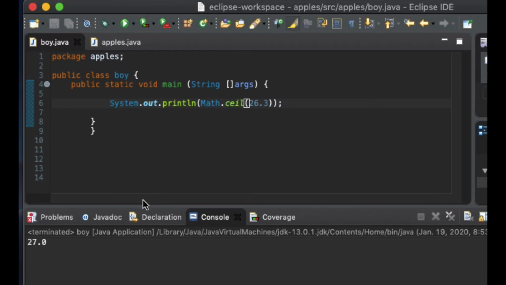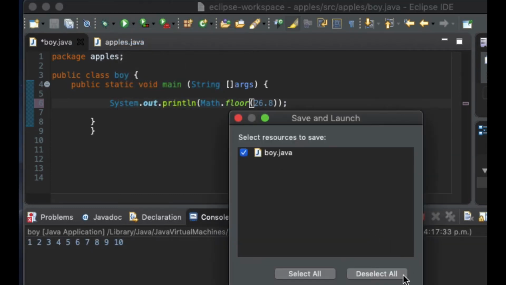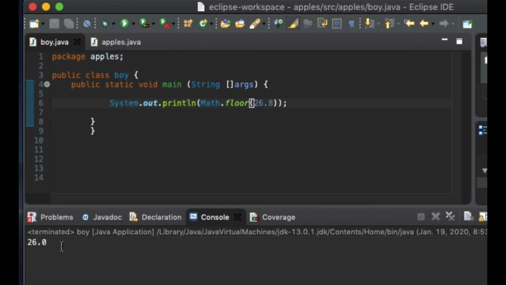Another thing called floor does the opposite, math.floor. Let's say 26.8, it rounds down to the lowest possible, 26. Now let's run this one and see. You can see it rounds to the lowest value.